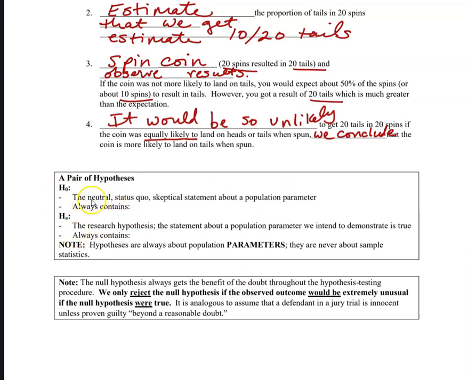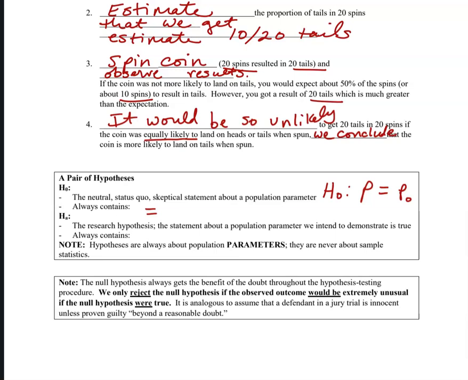The null is the neutral. Another way of thinking of it is the status quo. It's the skeptical statement about the population parameter. And it always contains an equal sign. Notationally, we would write H0 colon P equals some population parameter that we want to compare it to. So I'm going to call that P0.